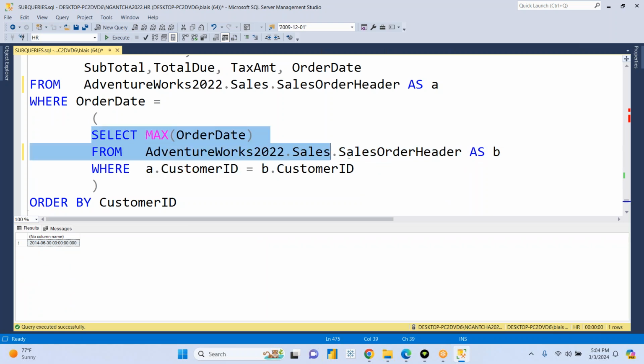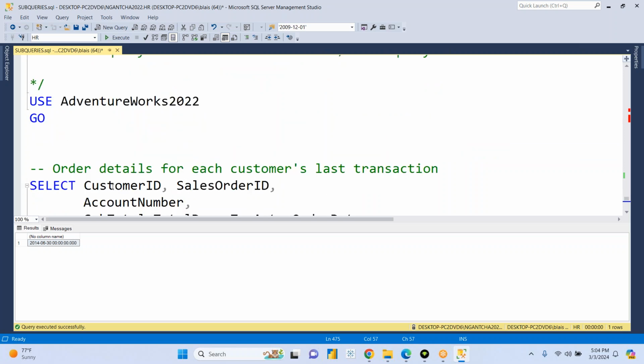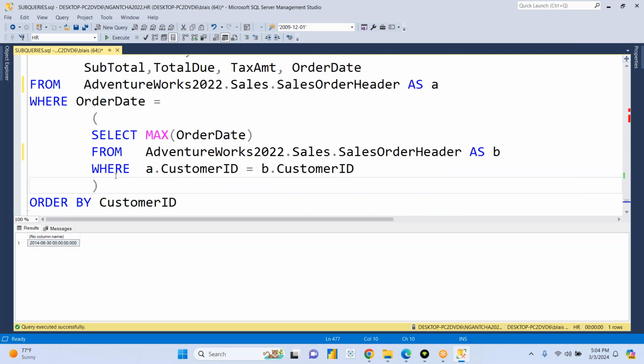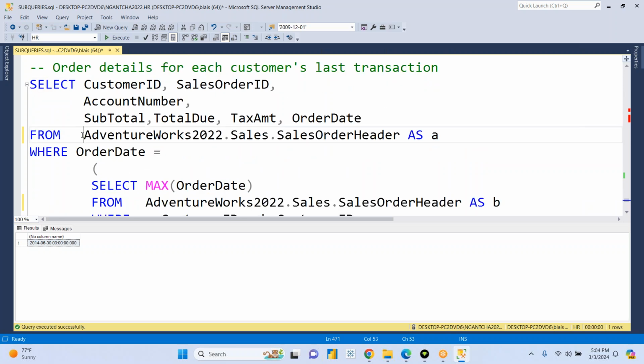So this has to be investigated for each customer. You see, that's the goal: order details for each customer's last transaction. Right. So by adding this condition, I'm connecting the parent query to the child query. This is what is called a correlated subquery. So I call a column from the parent table. You see, A is the parent table. A is coming from the parent side. All of this is called A, which is from the parent query.